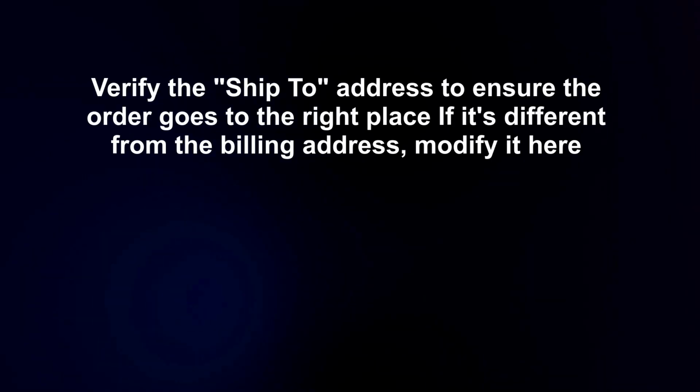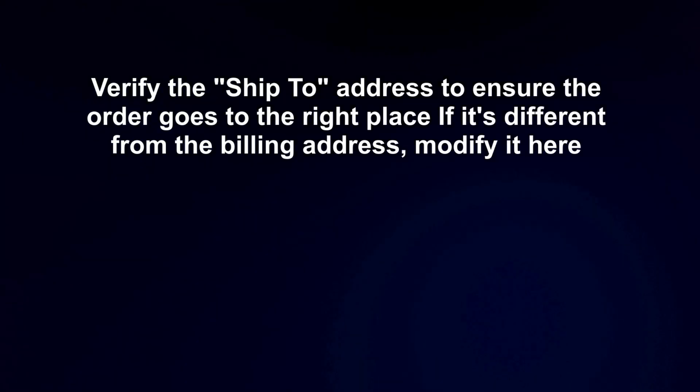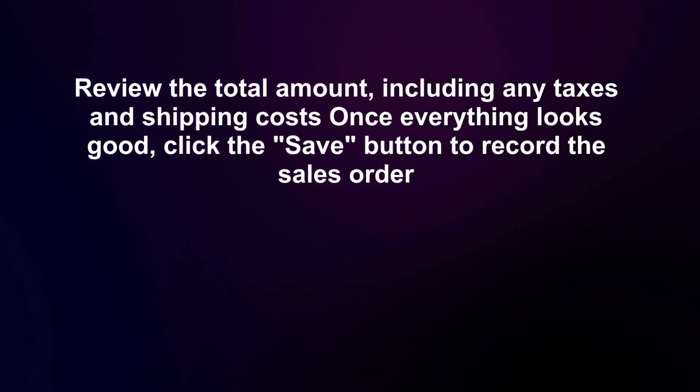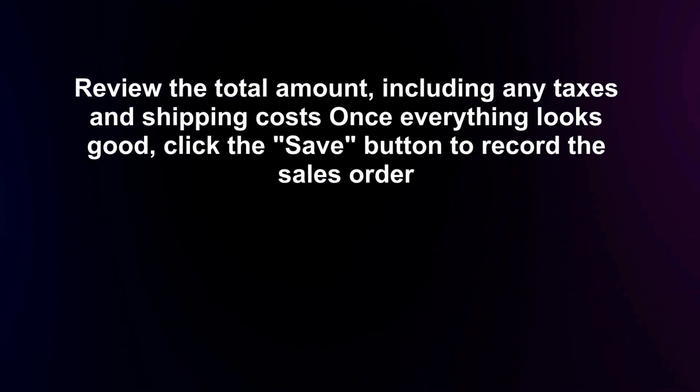Verify the ship to address to ensure the order goes to the right place. If it's different from the billing address, modify it here. Review the total amount, including any taxes and shipping costs. Once everything looks good, click the Save button to record the sales order.